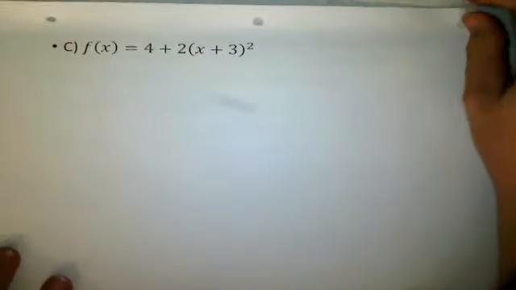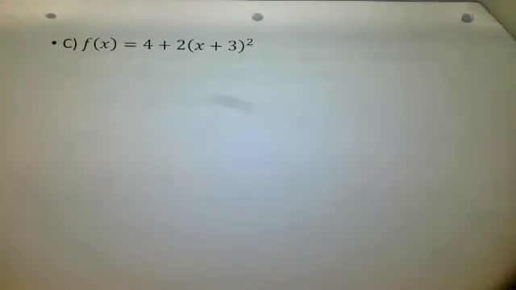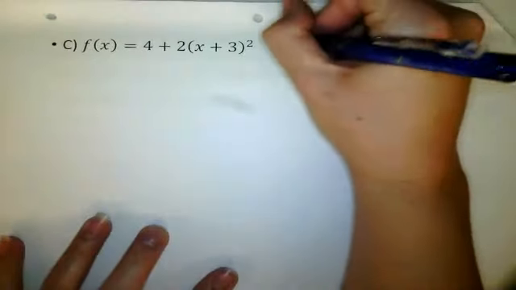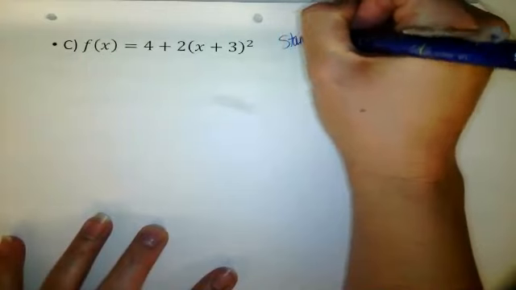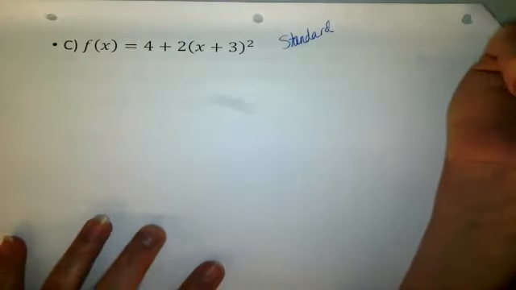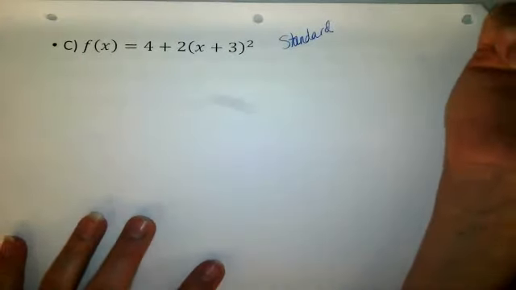Now let's do a couple more. So here it is. Letter C is a little different form. F of x equals 4 plus 2 times the quantity x plus 3 squared. What form is this? Standard form. Huh, it is standard form. But it doesn't exactly look like standard form. What's going on with this form?